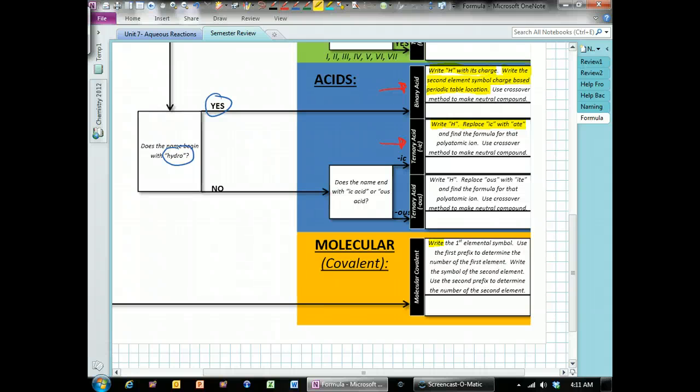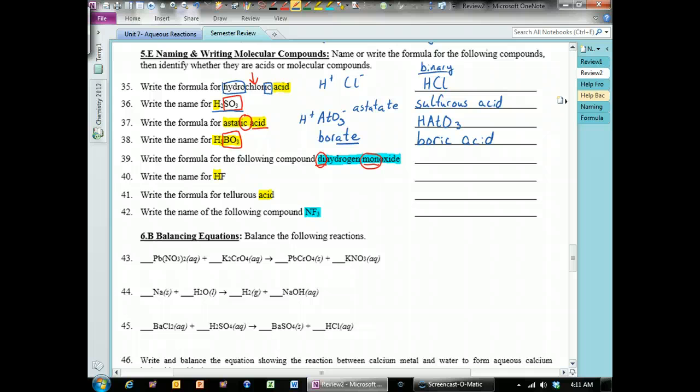And it says write the first element, use the first prefix to determine the number in it. So di was 2, and then write the symbol of the second element. So that's oxygen, and you're going to write an O, and then use the prefix to determine the number of the second element. So going back, we've got di meaning 2 hydrogens, and mono means 1, and then oxide was oxygen. So we're going to write the formula as H2O because there's 2 hydrogens and 1 oxygen.